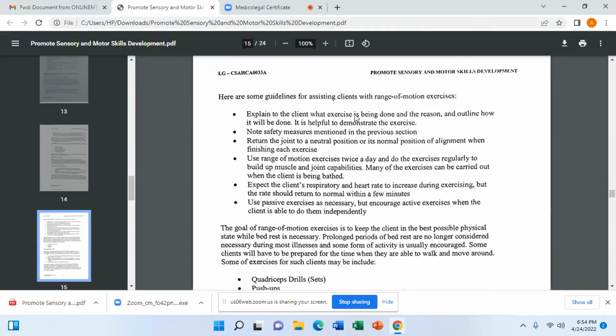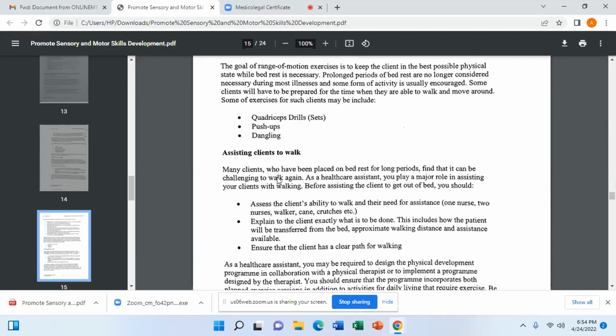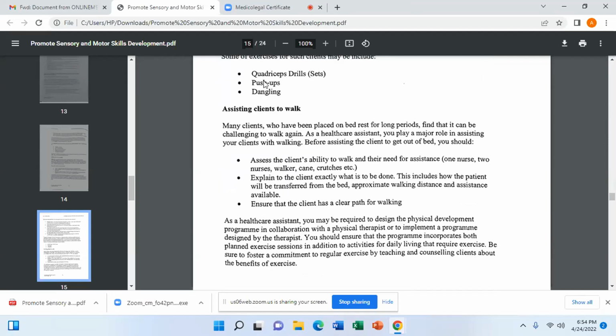And some of the exercises that you would actually do to increase the range of motion would be like the quadriceps drill, push-ups and dangling, right? You can read up on these: quadriceps drill, push-ups and dangling. And then assisting clients to walk. That's the next thing we're gonna look at. Hold on for me, please.